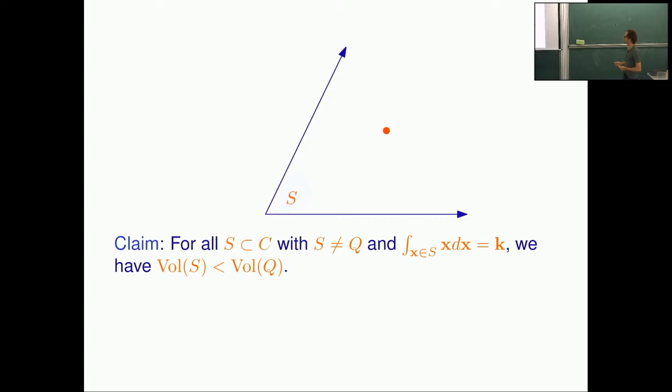So the claim, an interesting geometric claim, is that for any subset of our convex cone C that's not equal to Q, Q is the unique subset of C with maximal volume such that when we integrate over that subset, we reach K.